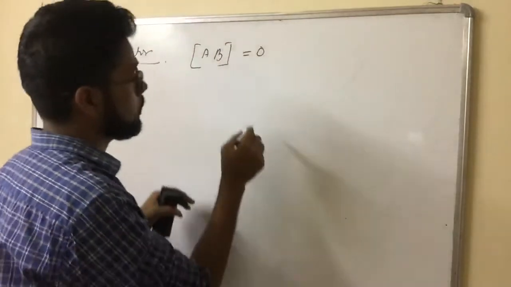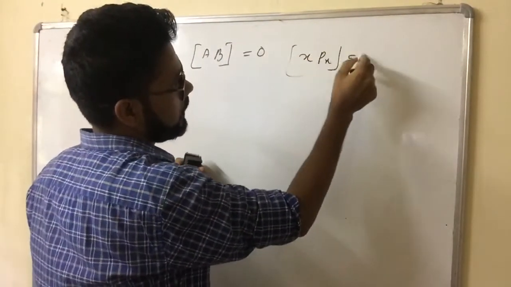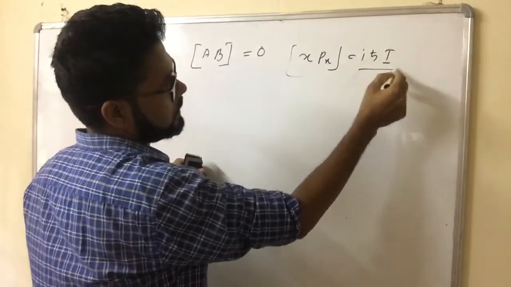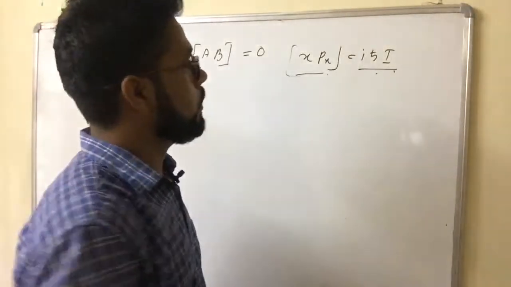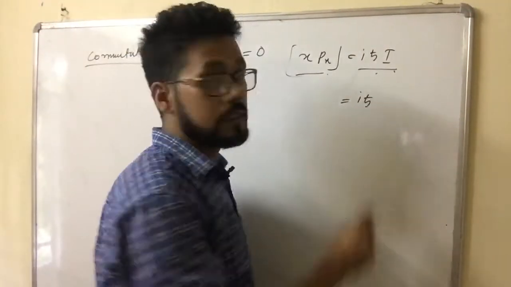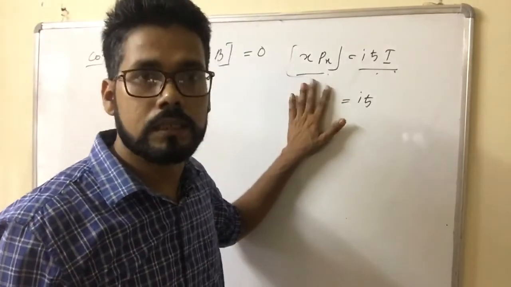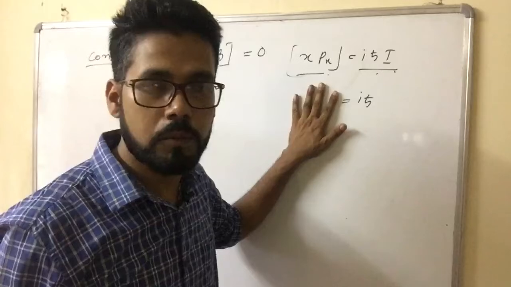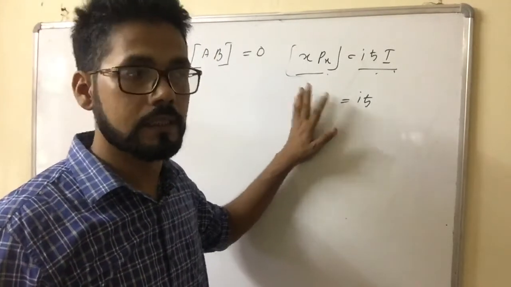In quantum mechanics we often write this expression [x, px] equal to i h-bar. I is the unit matrix, this is a matrix, that's why I put I. Or you can simply put i h-bar. What does it mean? This commutator is not 0, which means we cannot measure the position x as well as the momentum operator with desired accuracy. This is the meaning of commutator.